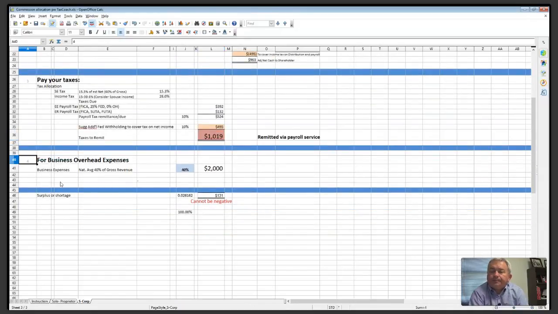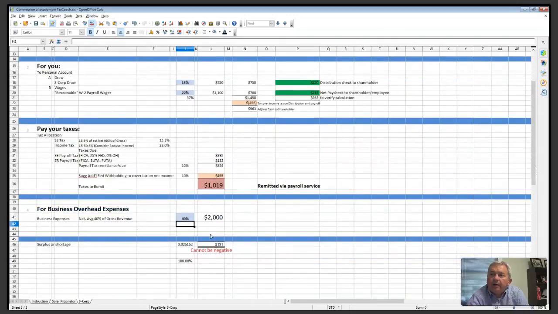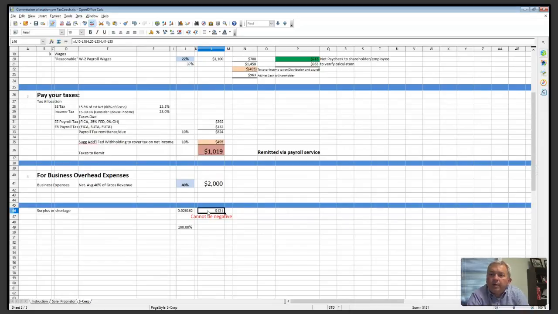Step number 4, again, we're covering about 40% of business overhead costs, and we're estimating those to again be $2,000. This number can be adjusted up or down based on actual experience to accommodate more accurately your particular business. Based on paying ourselves, paying the IRS, leaving some money in the company for operating expenses, in this case, we have a cushion of about $131.